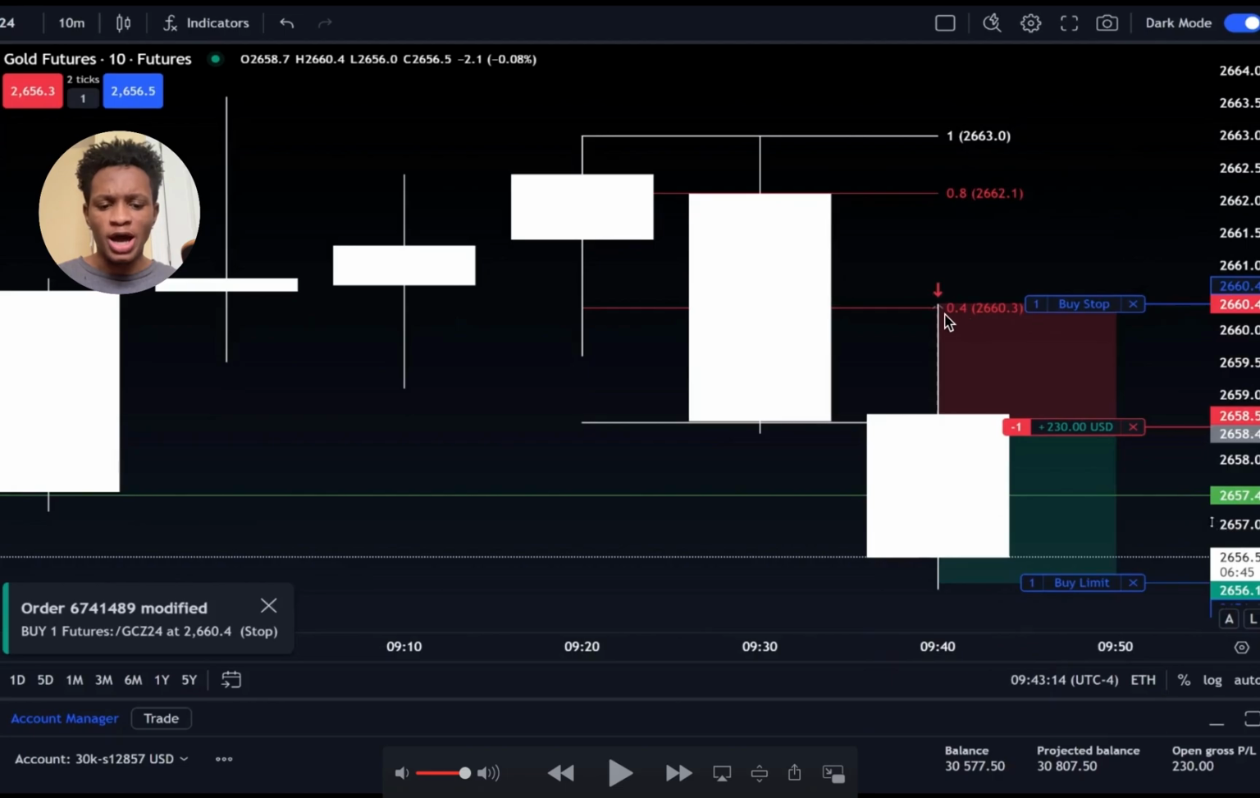So at this point I basically just moved my stop loss from the 80% line to the 40% line. My apologies, it went kind of fast because this trade literally happened very fast.